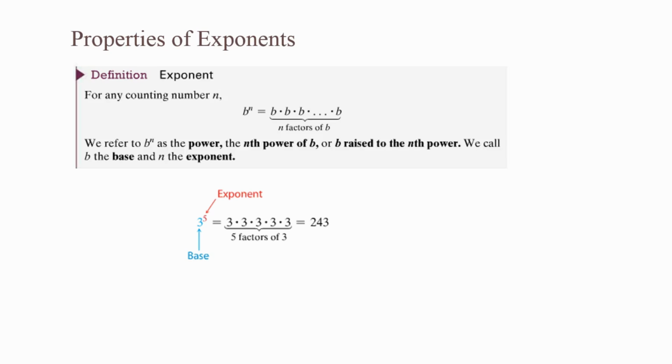Properties of exponents. The definition of an exponent is for any counting number n, b to the n power equals n factors of b. We refer to b to the n as the power, the nth power of b, or b raised to the nth power. We call b the base and n the exponent. For 3 to the 5th, the 3 is the base and the 5 is the exponent. That means I want to have 5 factors of 3, and that equals 243.